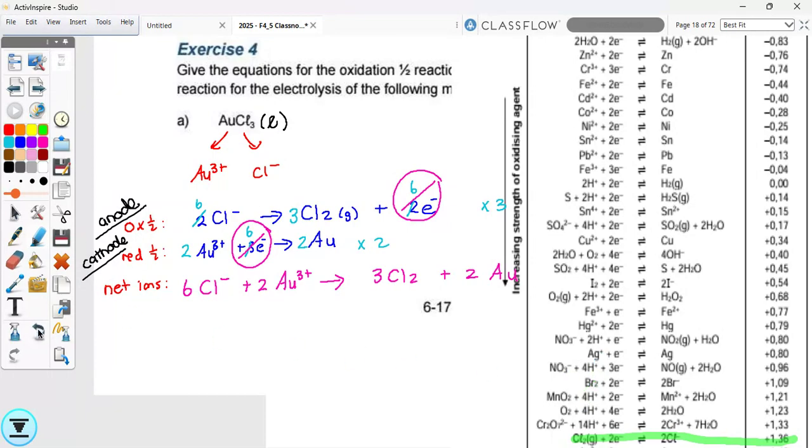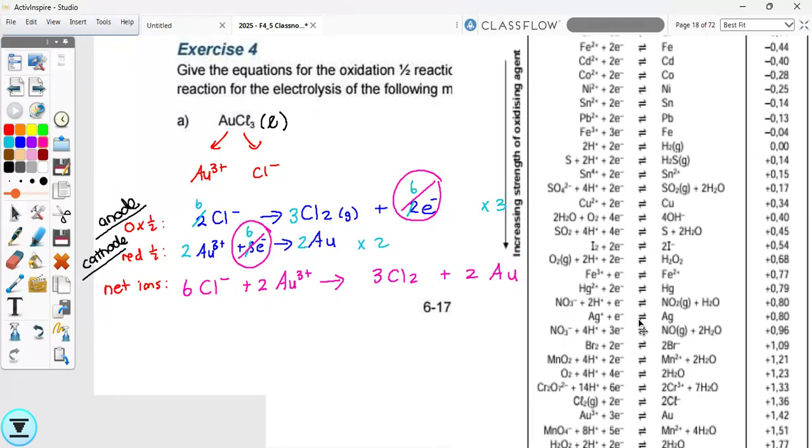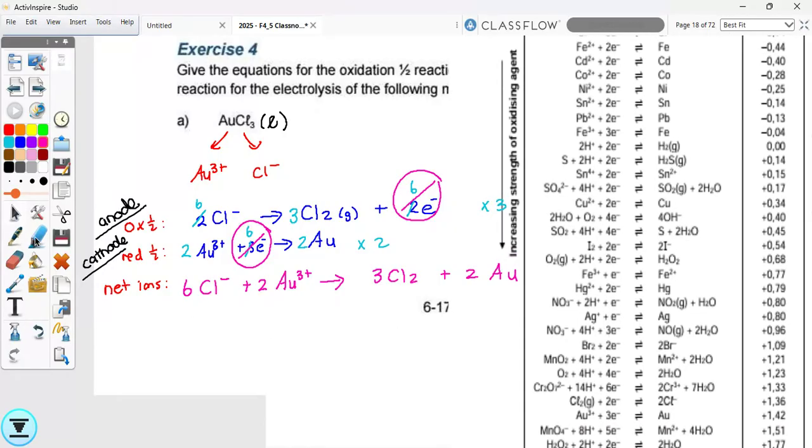Where did I cover it now? Is it below? Yeah. There's my Cl minus and there's my Au.